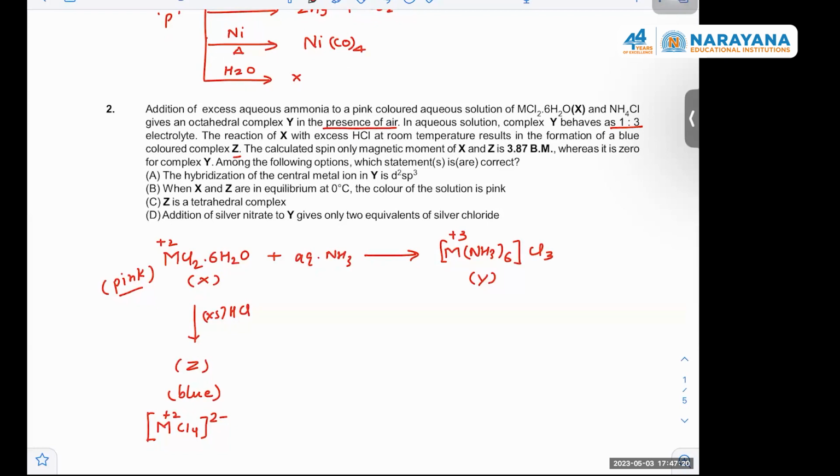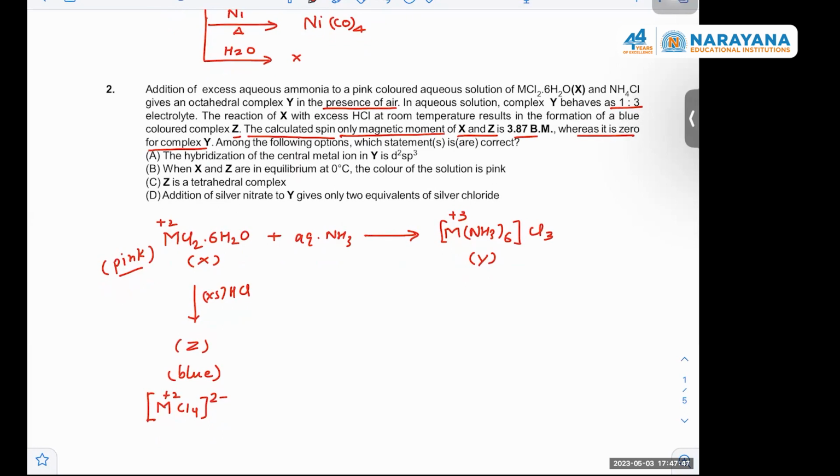And now the next hint will be obtained from this step. The calculated spin only magnetic moment of X and Z is 3.87. That means both have 3 unpaired electrons, whereas it is 0 for complex Y. So now we can identify that we have 3 unpaired electrons with weak field ligands, and this M plus 2 has 3 unpaired electrons, right? And this M plus 3 in a strong field ligand like ammonia has 0 unpaired electrons. So what kind of metal ion can it be?